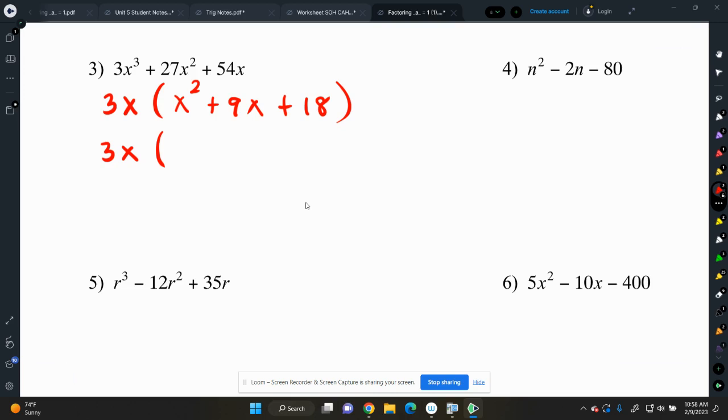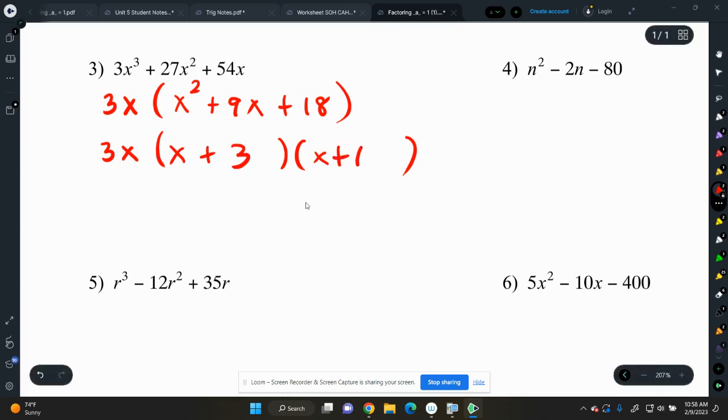Okay, so let's see here. Sam, what do we get when we factor this one? You get that, and then you get a positive 3, positive 6. There you go. Good. Double checking it. 3 times 6 is 18. 3 plus 6 is 9. So we're good.